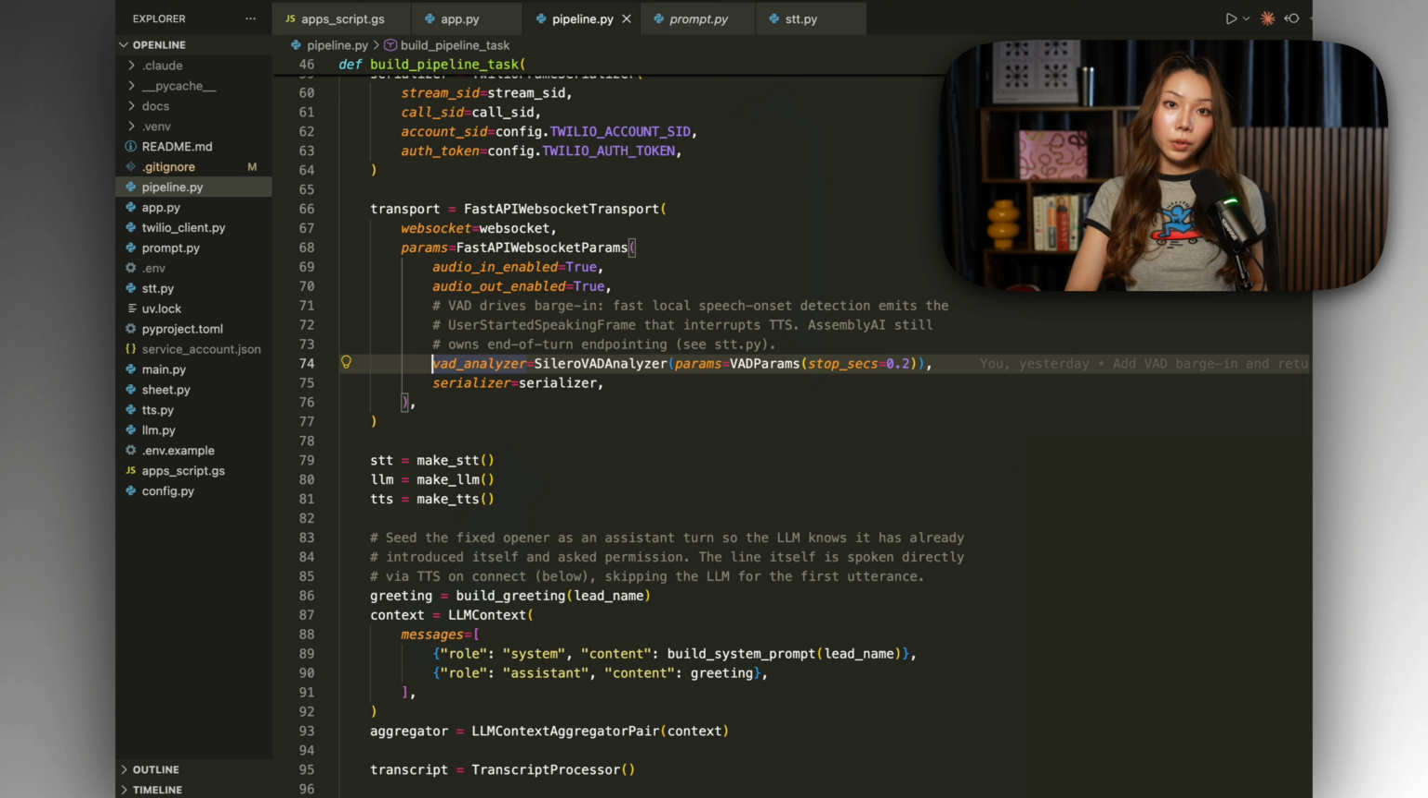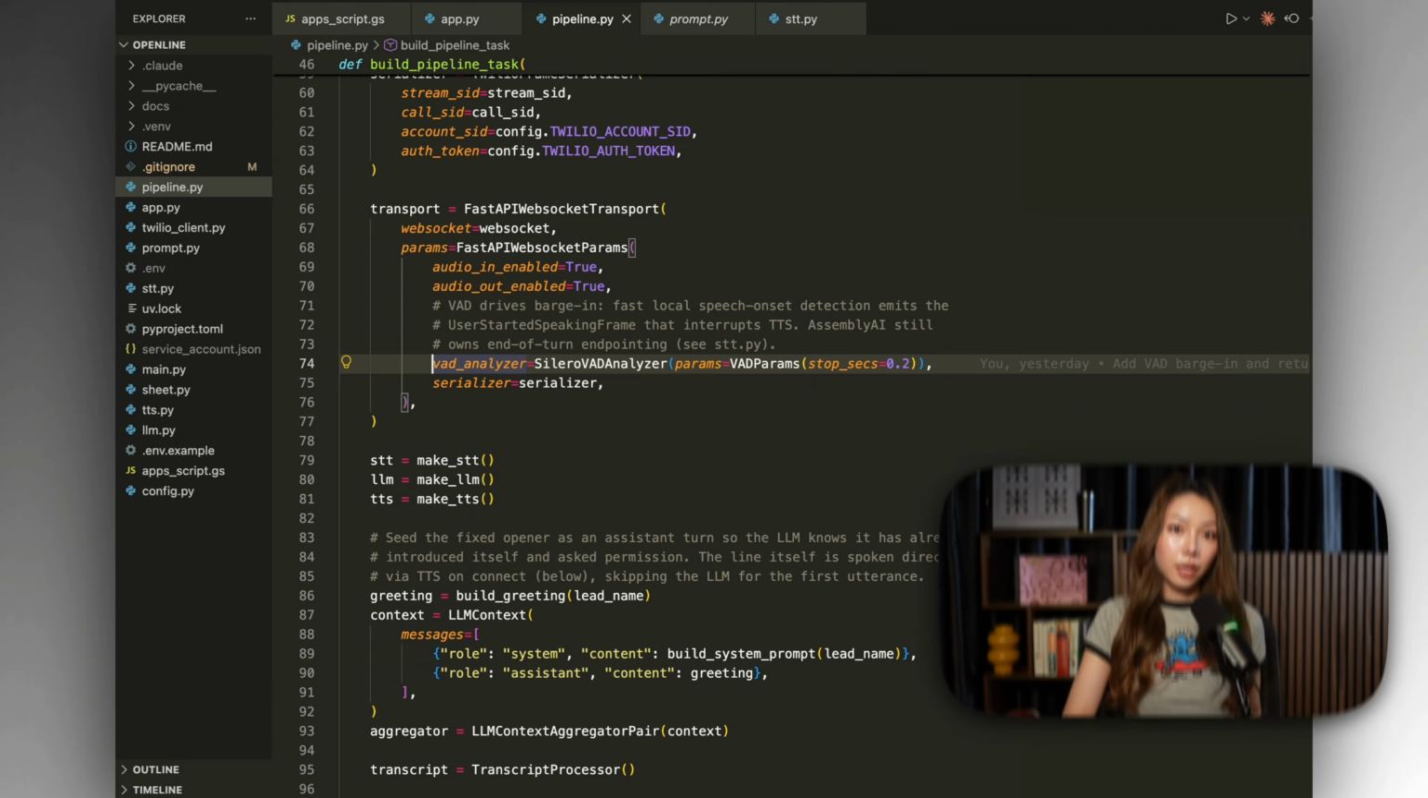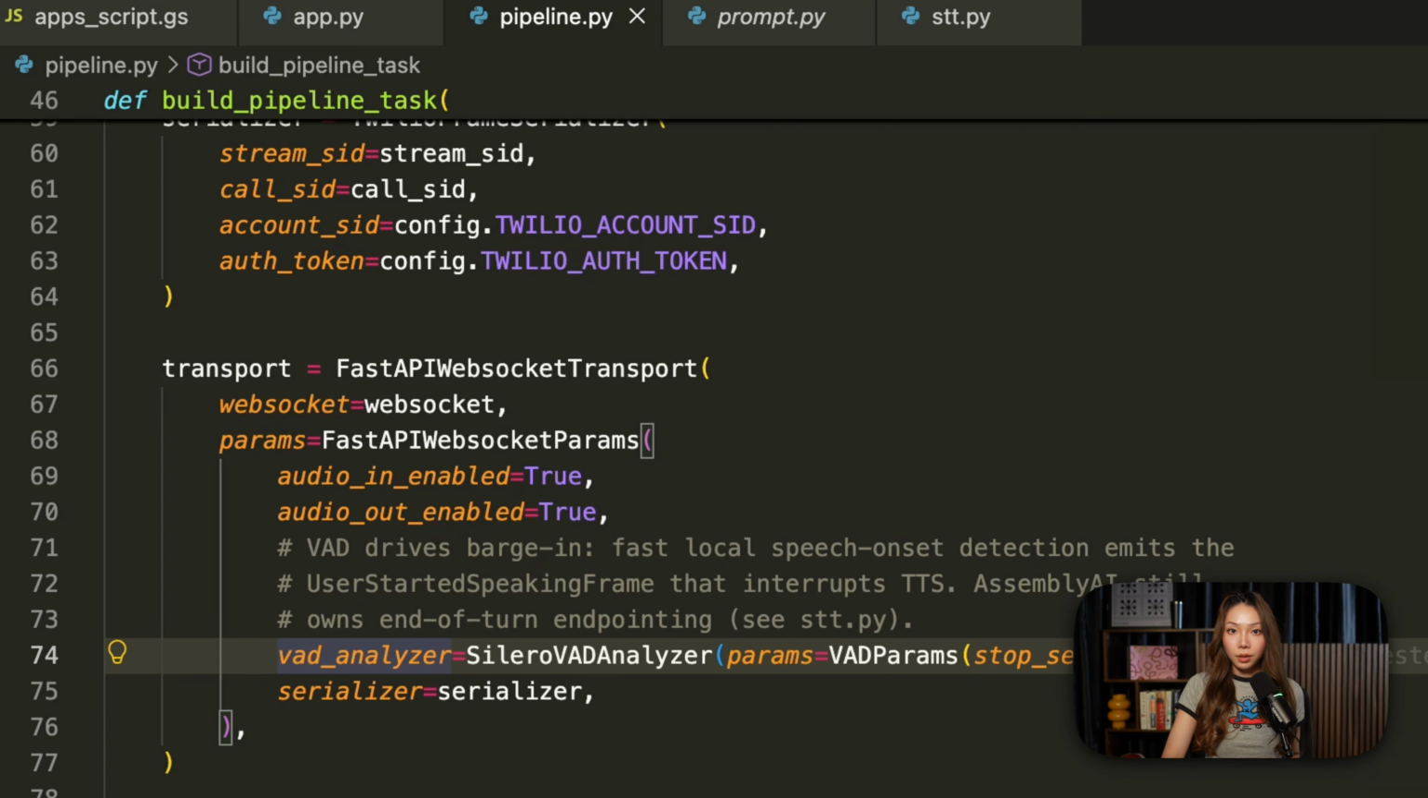Now, let's talk about the 2 different ears, barge-in versus turn detection. So we just gave turn detection to AssemblyAI, but there's a second, different listening job, and it's this one tiny line. This is a local voice detector running on our own server. And I want to be really clear about what it does and doesn't do, because this is the single most confused point for beginners. This is not turn detection. AssemblyAI handles turn detection. This thing only does barge-in.